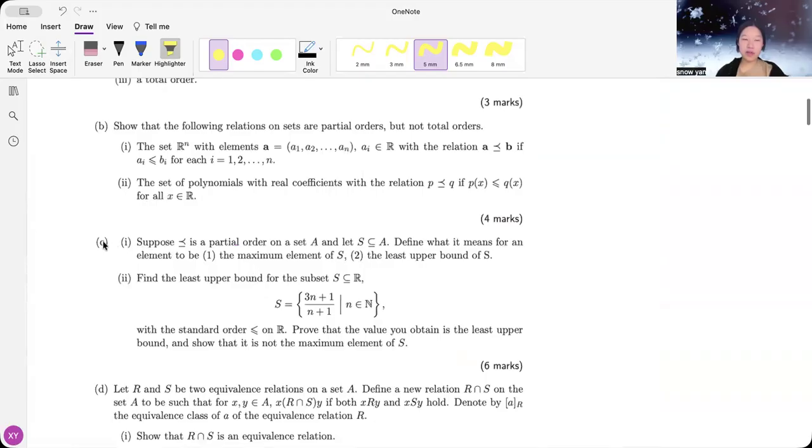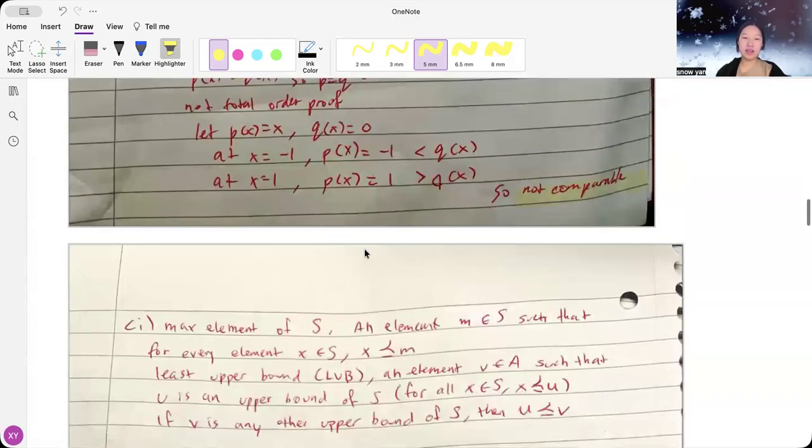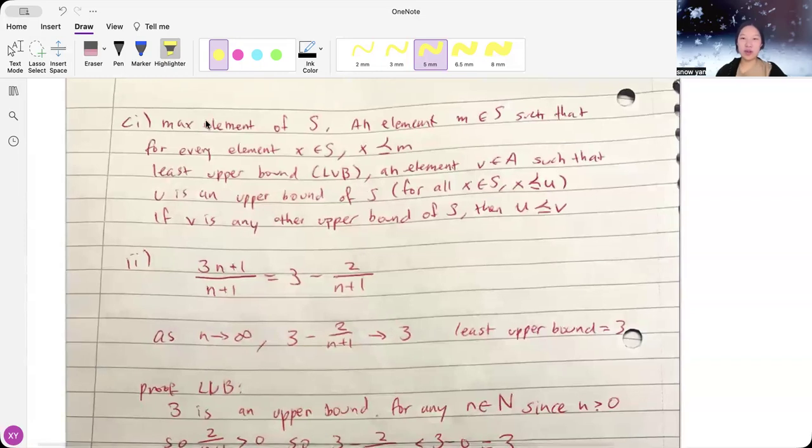And then for part C, we are asked: suppose ≼ is a partial order on set A and let S be a subset of A. State what it means for an element to be 1, the maximum element of S, and 2, the least upper bound of S. So this is again a definition. If you know it, you know it. If you don't know it, then better just know it now.